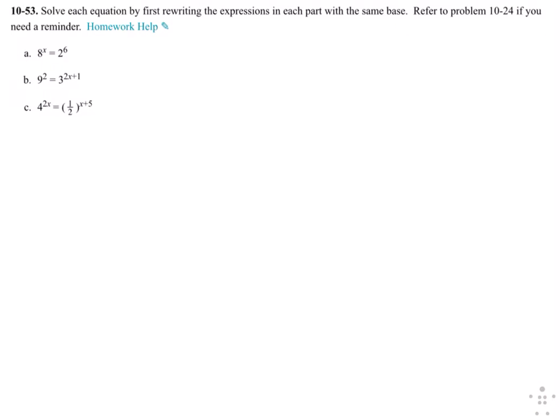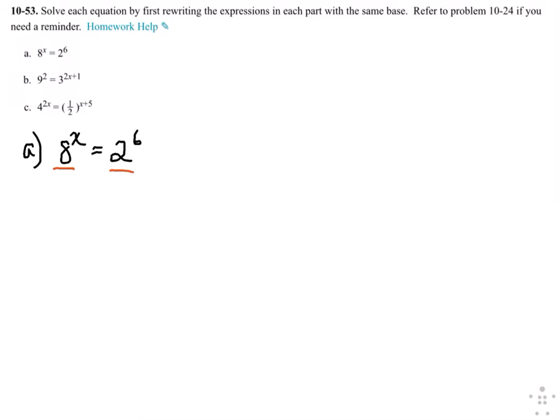Okay, for 1053, they want us to solve, and they want us to do it by rewriting the bases, but that is the best way anyway, so we would normally do that. So we have, for A, 8 to the x equals 2 to the 6. Again, we're trying to get these bases to be the same, because once the bases are the same, then we can say that the exponents must be the same.